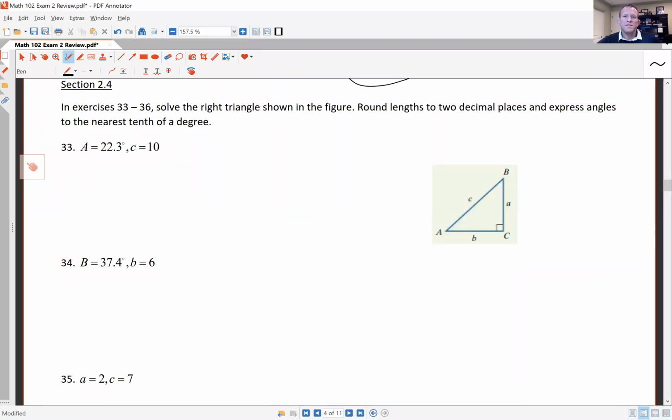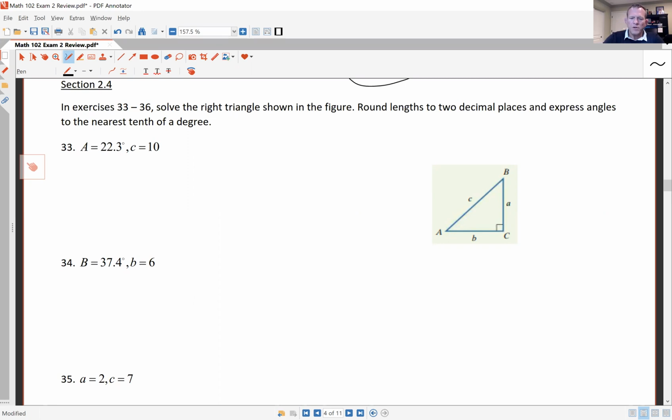This video covers review problems for section 2.4. Solve the right triangle shown in the figure, round lengths to 2 decimal places, and express angles to the nearest tenth of a degree. We need a calculator to perform these.